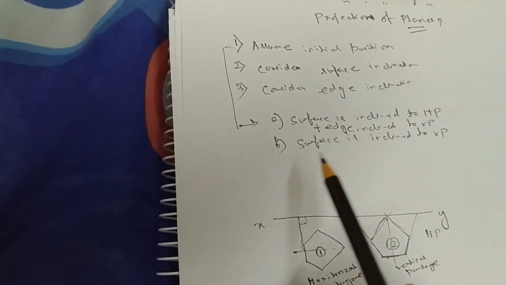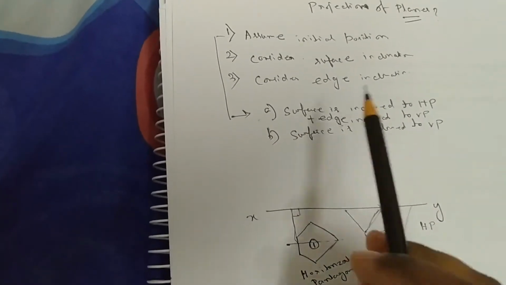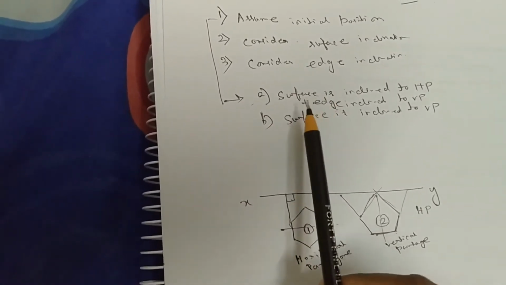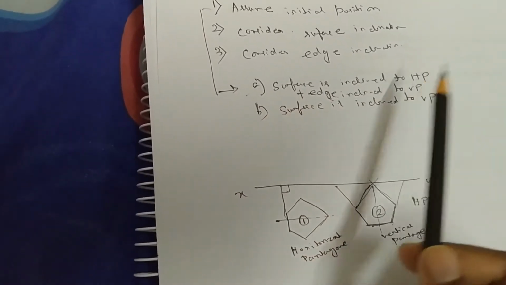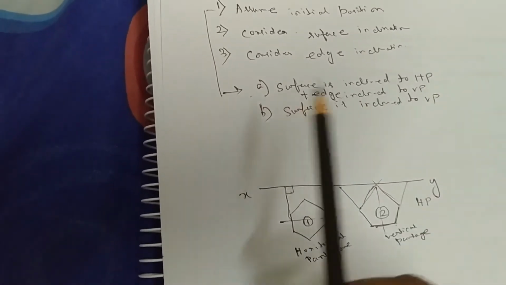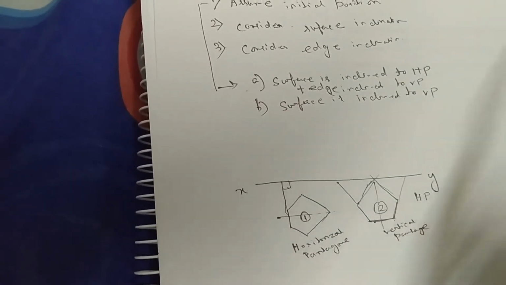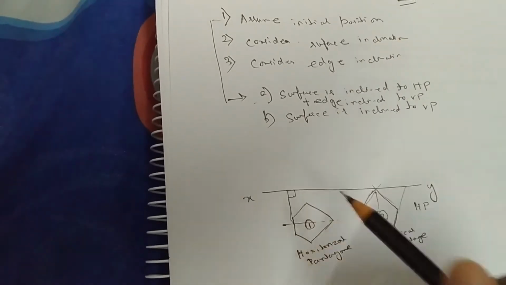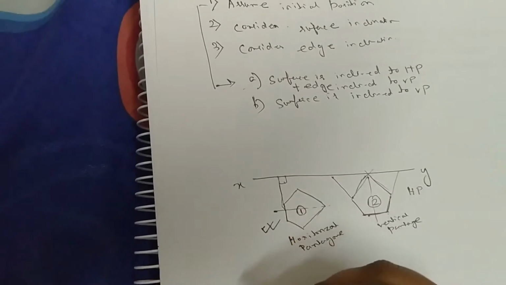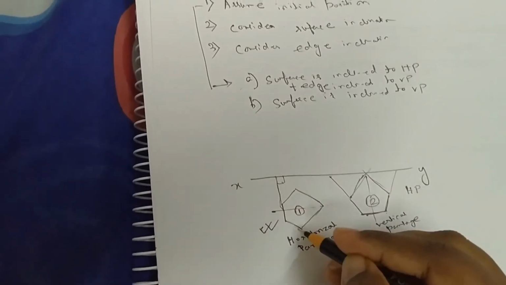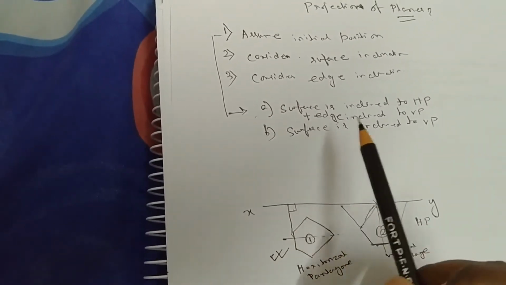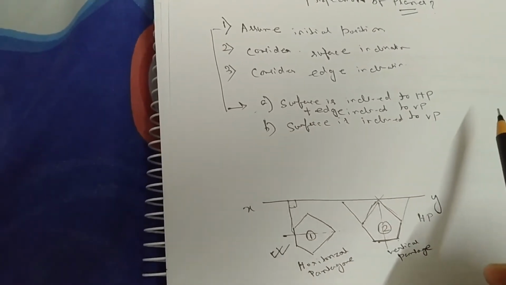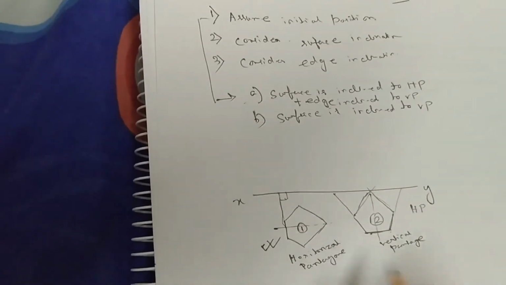So in a certain case, if the question says the surface is inclined to HP and the edge is inclined to VP, then whenever you assume the first step, you have to consider this second case. And if the question simply says the surface is inclined to HP only, then both cases are valid.